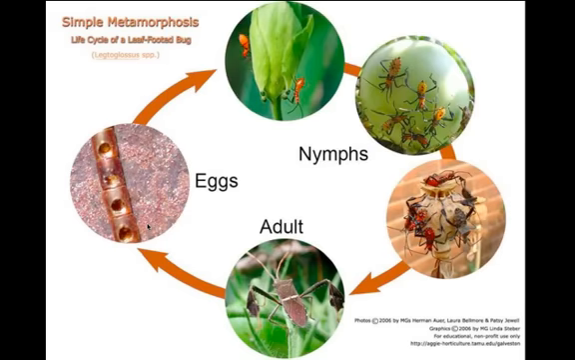Insects undergo either incomplete metamorphosis or complete metamorphosis. Incomplete metamorphosis is when the young looks like the adult, and it goes through several molts to reach the adult size and proportions. So the egg hatches into a nymph, which grows into an adult.